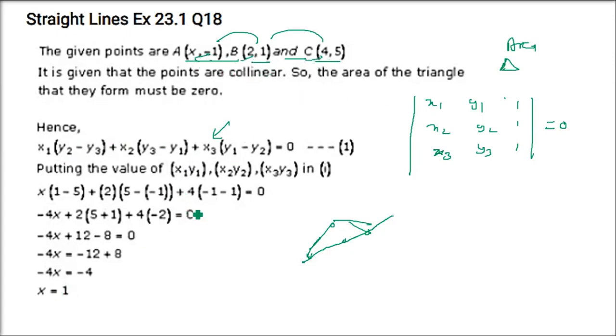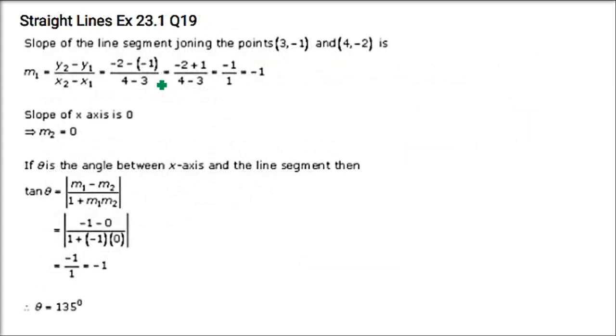So we have x1, x2, x3, y1, y2, y3. Put this equal to 0. X will be equal to 1. So the solution, I am not doing it. I am just trying to tell you the logic. Okay. The solution is quite in front of you. I am telling you the logic that the area can be 0 or the slopes can be equal.